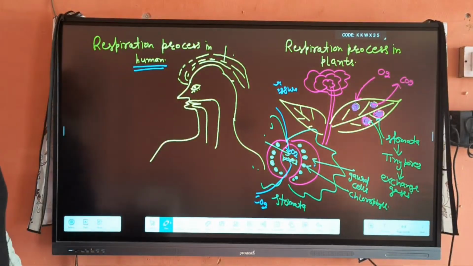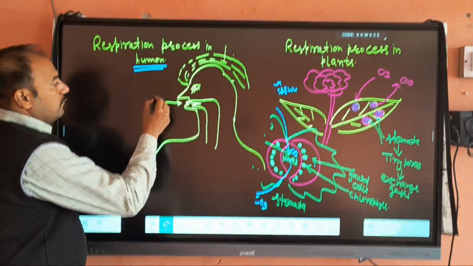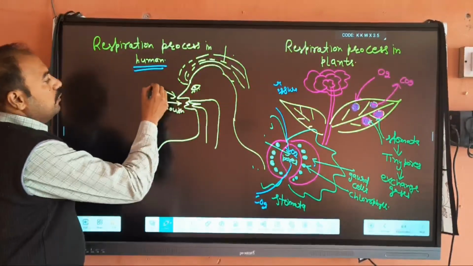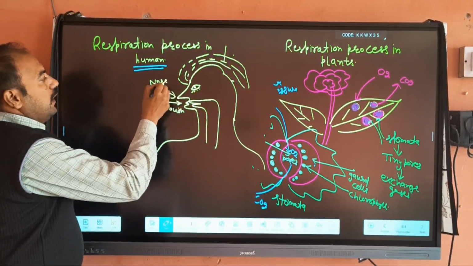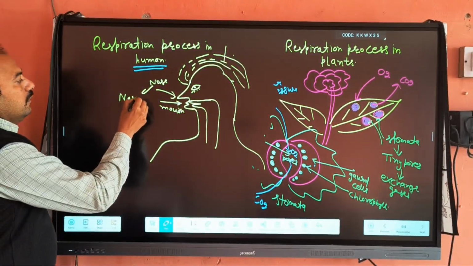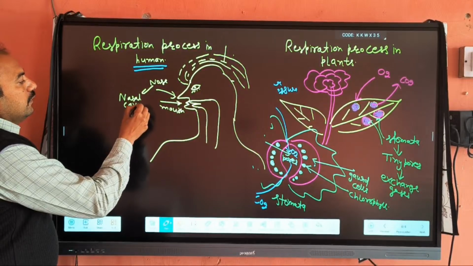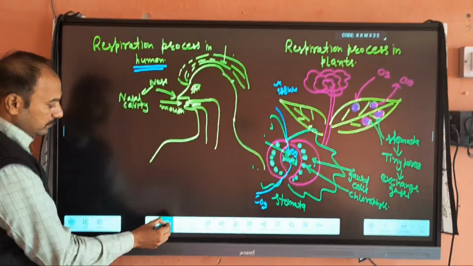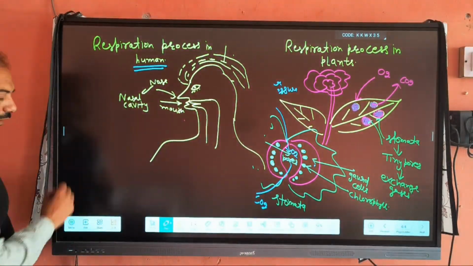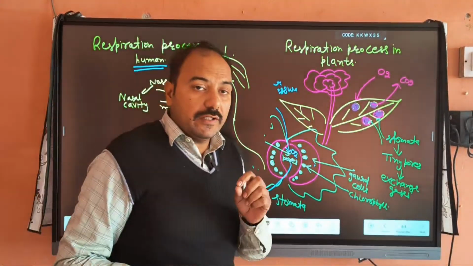So this is known as the mouth, and this is the nose, and this nose is known as the nasal cavity. What is the nasal cavity? Okay, so here, what does this nasal cavity consist of?